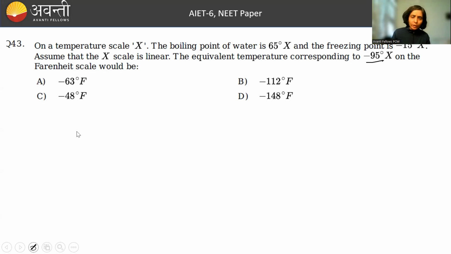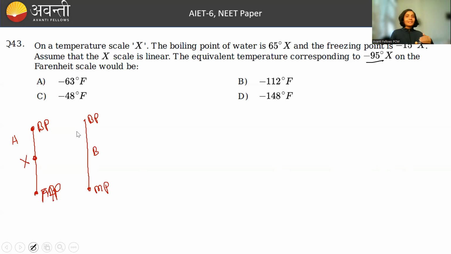What is important? Whatever scale is there, you just need to know two things. First is your boiling point, then your freezing point, that is melting point. Suppose this is scale A and this is scale B, and here also you know the boiling point and the melting point. Suppose the value given on scale A is X. We are asked to convert this X, like what this X would read on scale B.